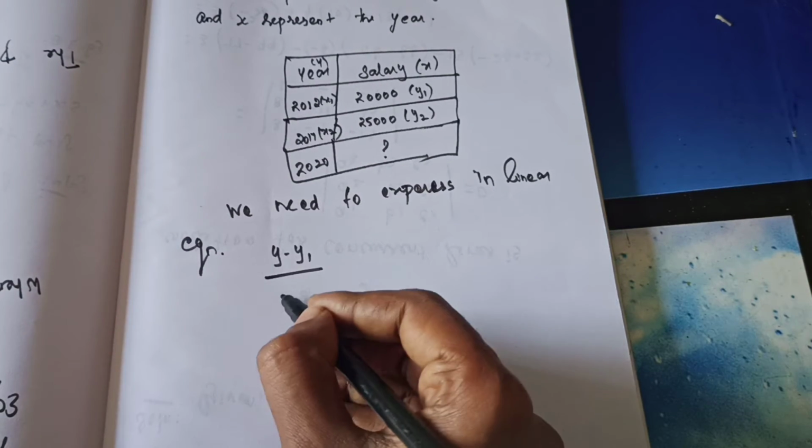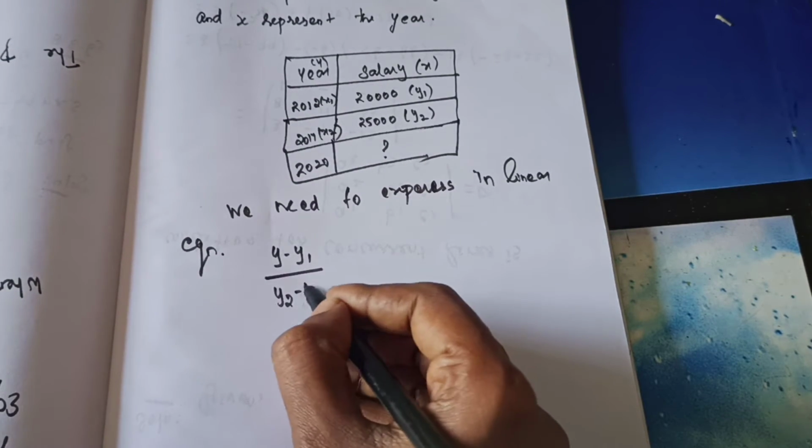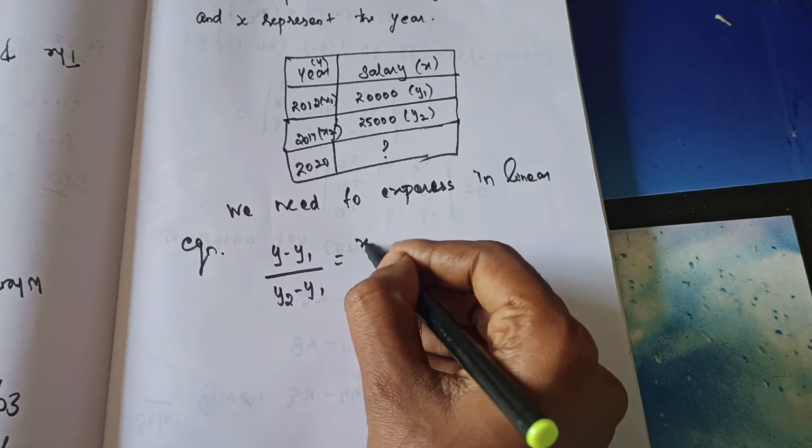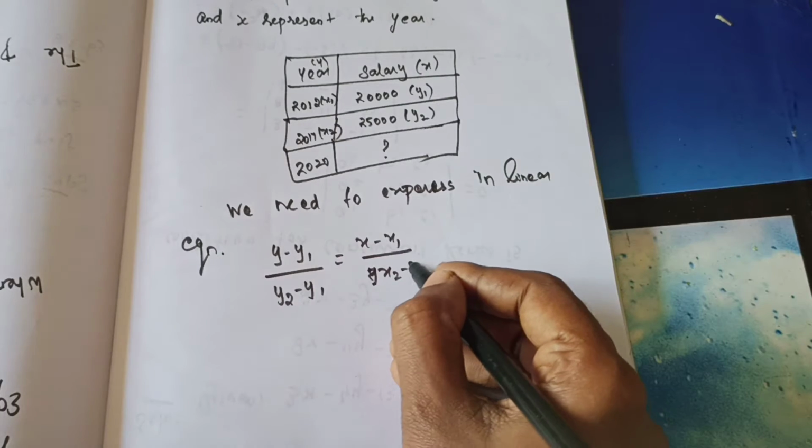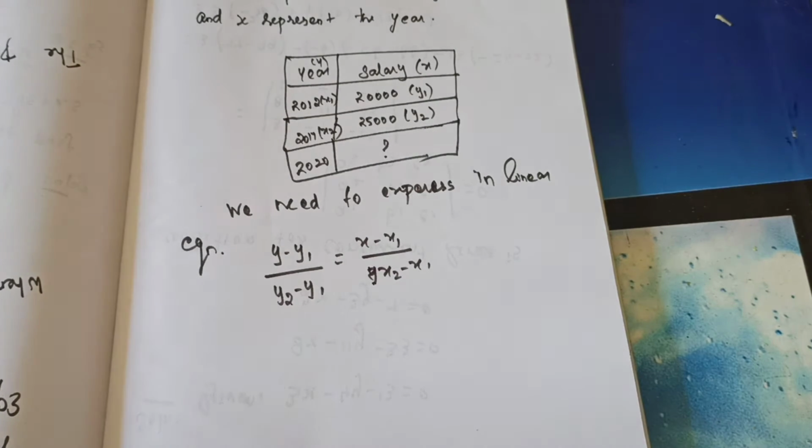y minus y1 divided by y2 minus y1 is equal to x minus x1 divided by x2 minus x1. Do you remember this formula? Coordinate geometry you have learned. So what's the formula? Two points are given. How will we find the equation? Same thing. The reason is here two points are given. We need to find the linear equation. Understand? So here in this question they asked for the linear equation.